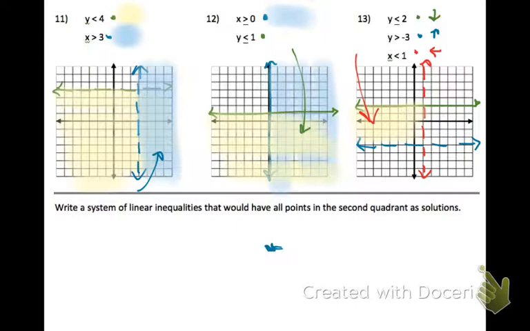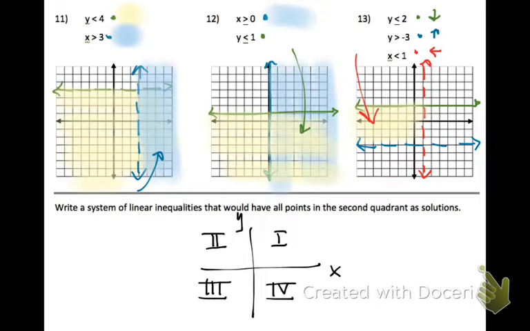And then finally, let's look at this last question. Write a system of inequalities that would have all points in the second quadrant. First of all, let me show you about these quadrants. In an XY axis, we can number these quadrants. It starts with the upper right. Normally we show them in Roman numerals. And then we go counterclockwise. So that is quadrant 1. This is quadrant 2. This is quadrant 3. Let me make that a little neater. 1, 2, 3. And this is quadrant 4.